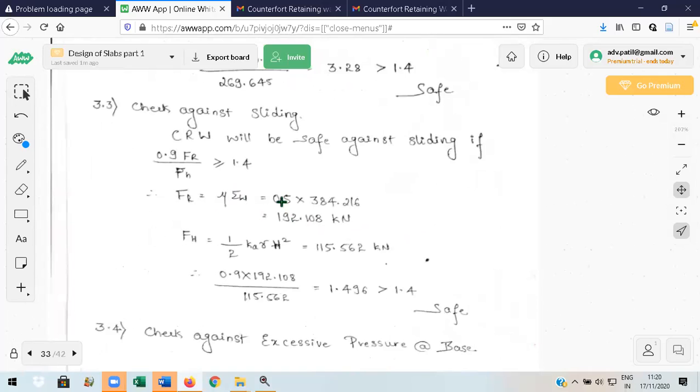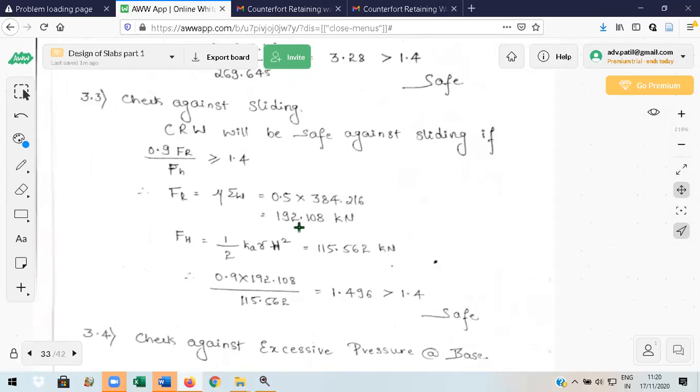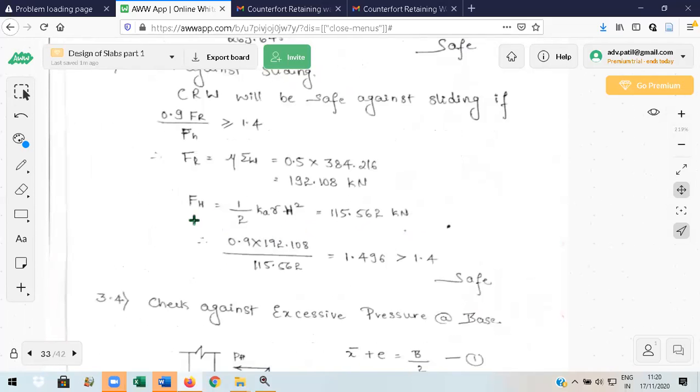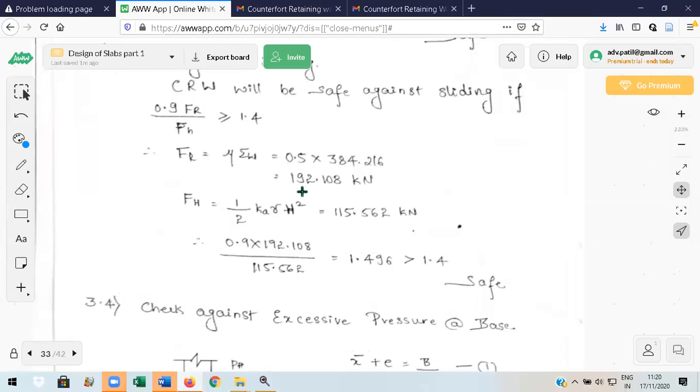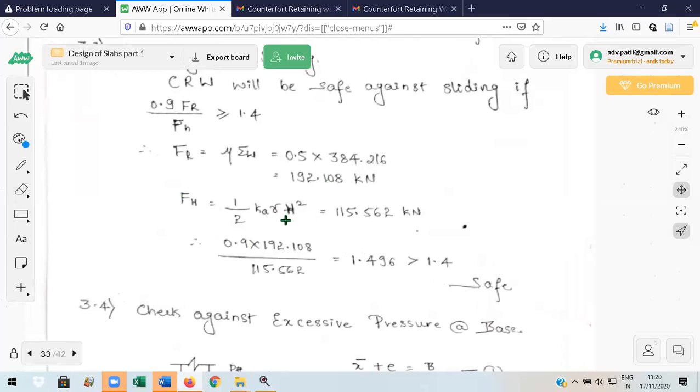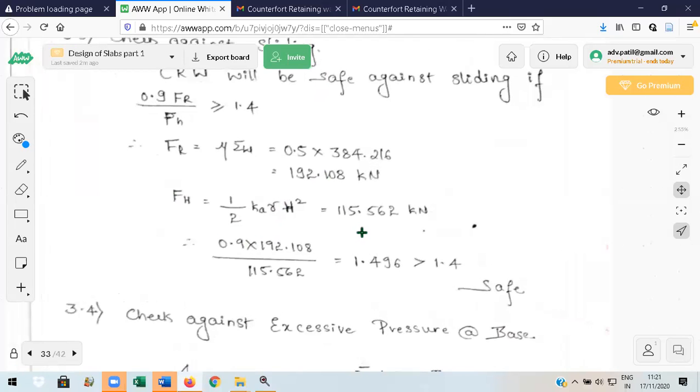Mu is taken as 0.5 if not given. Mu into total weight. In that table, whatever the sigma W was calculated, that into 0.5 gives 192. Then the horizontal force which causes the sliding is the area of the triangle. This is how it is calculated: 115.6.